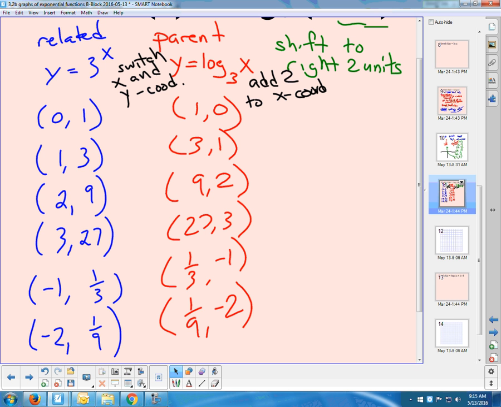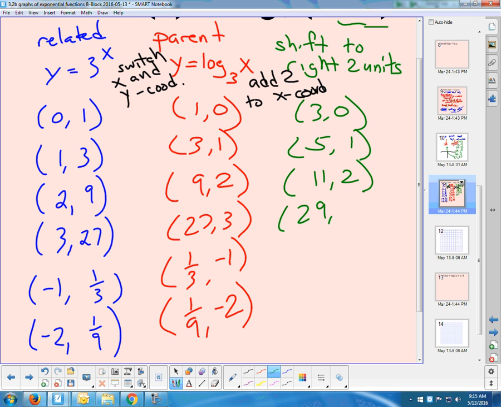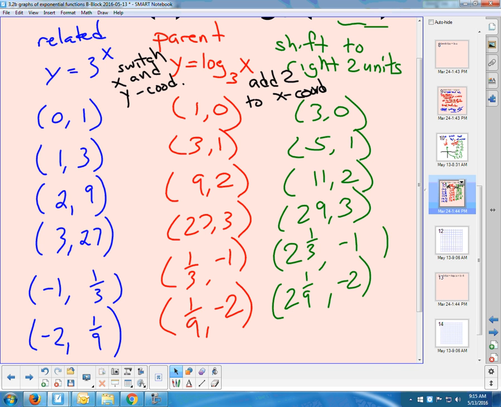If you want, you could pause the video here, try to do that yourself, create the column of points in green that I'm going to have in a moment, and then come back and check your solution. So here, when we have our points and we add 2 to each x-coordinate, we would have 3, 0; 5, 1; 11, 2; 29, 3. And then when I add 2 to a 9th, to a third, I could really write 2 1/3, negative 1, and I could write 2 and a 9th, negative 2. And now that I have those points, I can use them to create my graph.